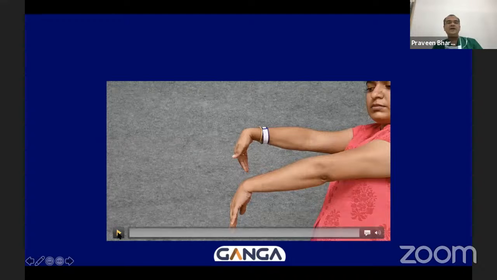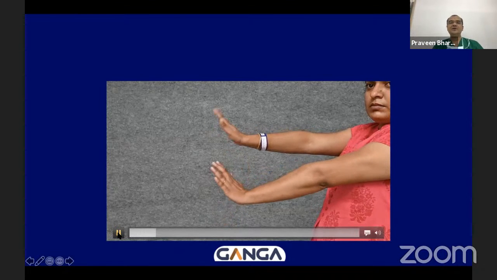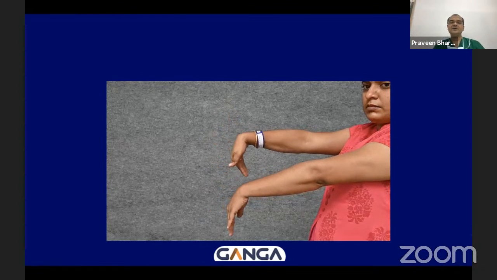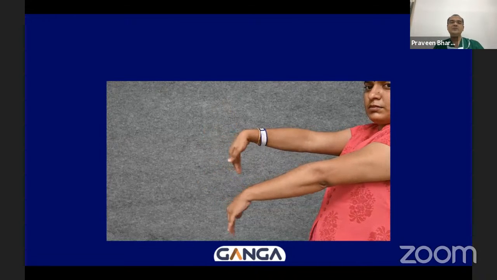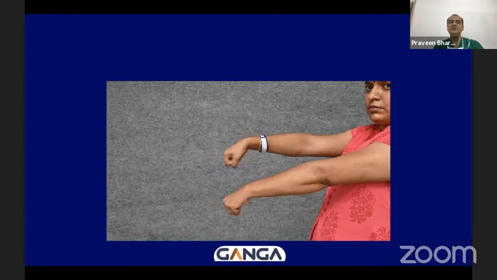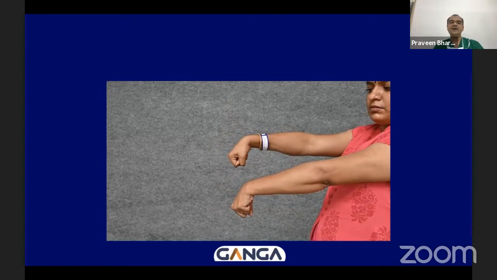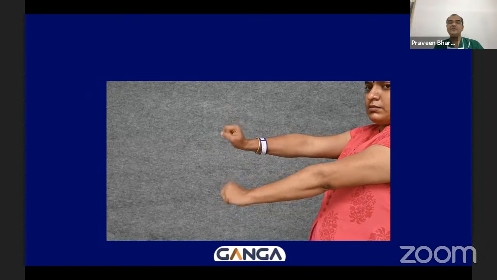And why I like this operation is because it gives such a beautiful range of movement. This is the range of movement you achieve at just maybe 2 or 3 months after the surgery, and it is maintained over a period of time.